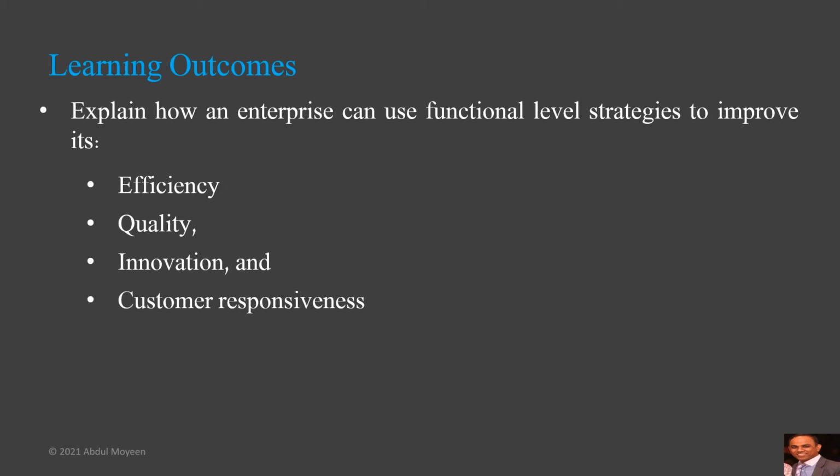In today's topic of functional level strategies, we are going to take a closer look at how a firm can use functional level strategies to build valuable resources that enable a company to attain the 4 building blocks of competitive advantage, which include superior efficiency, superior quality, superior innovations, and superior customer responsiveness. More specifically, how an enterprise can use its functional level strategies to improve its efficiency, quality, innovation, and customer responsiveness is going to be the focus of today's session.